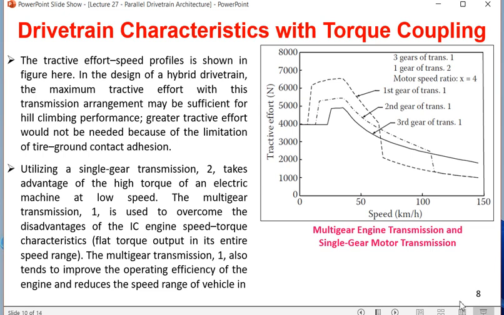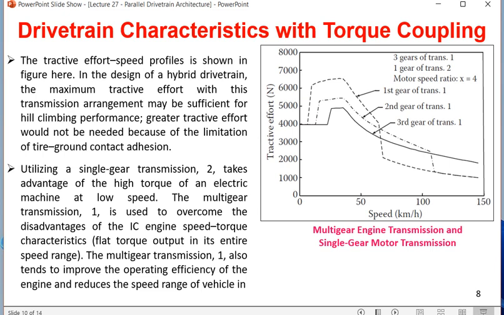There's a torque coupling. So in this case actually for battery or for the second powertrain, 1 gear we have kept, and for primary, that is engine or IC engine, we have kept 3 gears. So it is written here 3 gears of transmission 1 and 1 gear of transmission 2. Below are characteristic of all 3 gears of transmission 1, and that 1 gear of transmission 2 is always there. Motor speed ratio x is equal to 4. That means maximum speed versus base speed of highest gear is equal to 4.